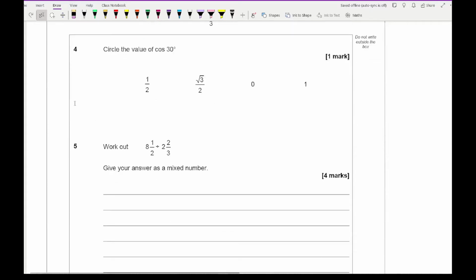Moving on to question 4, it says circle the value of cos 30, and the exact value of cos 30 is root 3 over 2.